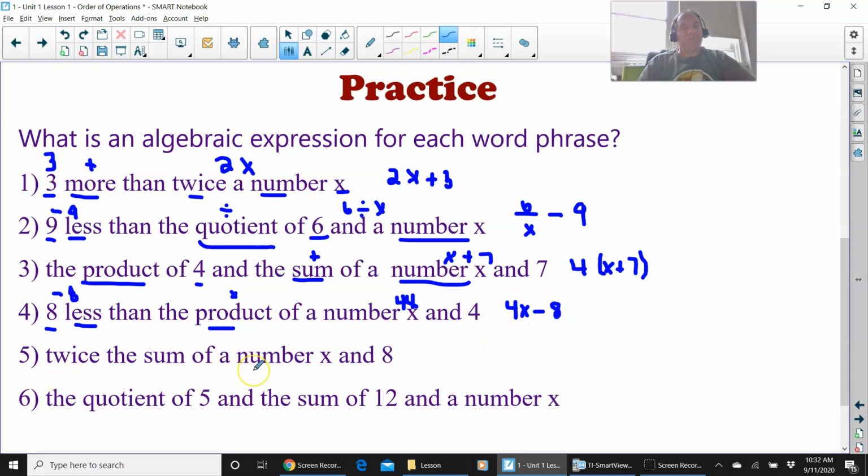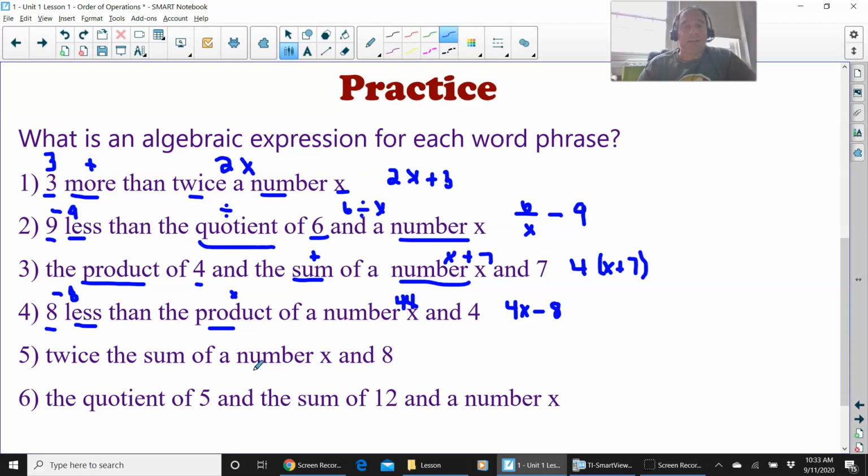For number 5, hopefully you did get a chance to do this. If not, you can pause and then press play again to give you a chance to do it, and see if you can get that correct. I'm going to go over it right now.